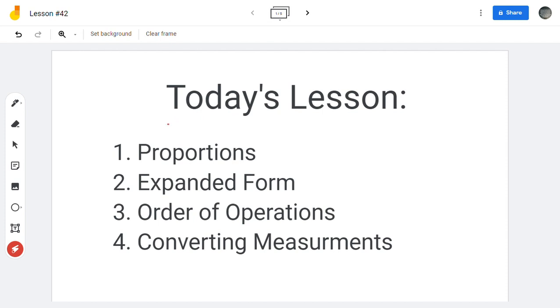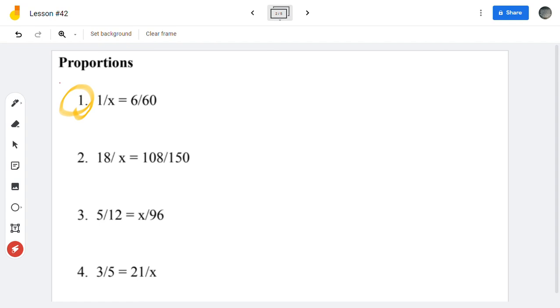Hello, fifth graders. Today we're going to go over proportions, expanded form, order of operations, and how to convert measurements. So for the first section, proportions, we're going to go over number 1 together. So it says 1 over x equals 6 over 60.